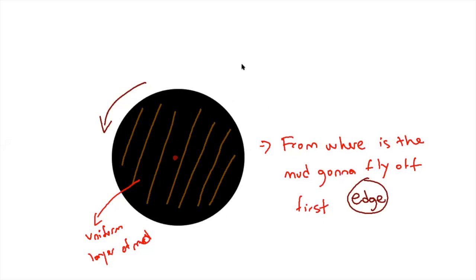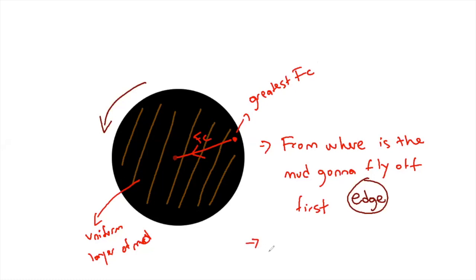Now, the other day, I said that at different points, we have different centripetal force. So at the edge, since the radius is the maximum, we are gonna have the greatest centripetal force. So the edge point has the greatest centripetal force, and as it has the greatest centripetal force, it also has the greatest velocity.